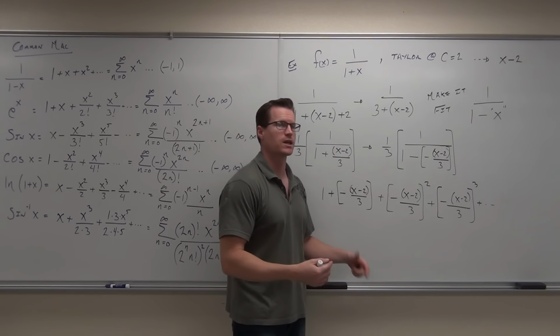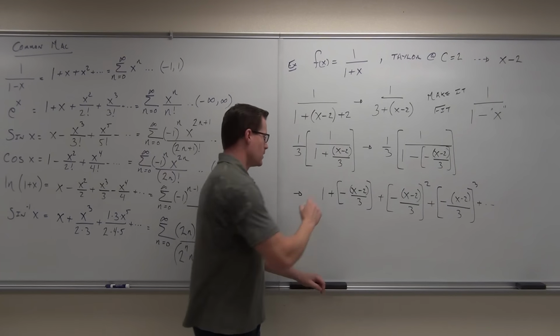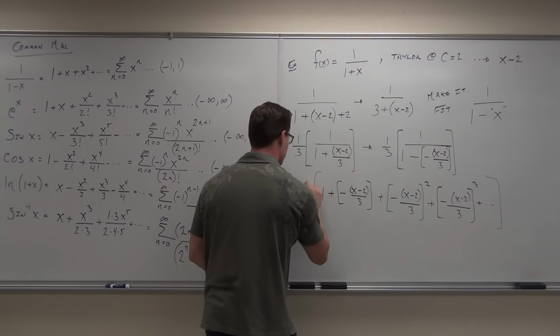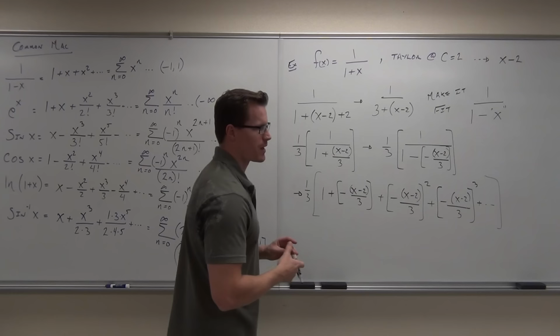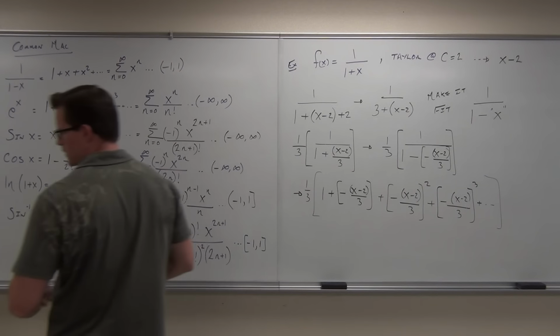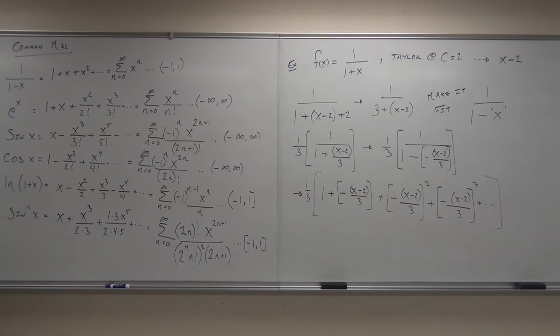Now, there's one thing that we're forgetting. What are we forgetting? The 1/3 is multiplied by all this stuff. Don't worry about that right now. I've forgotten about that. Don't worry about that right now. Wrong on the test. Yeah, don't do that.